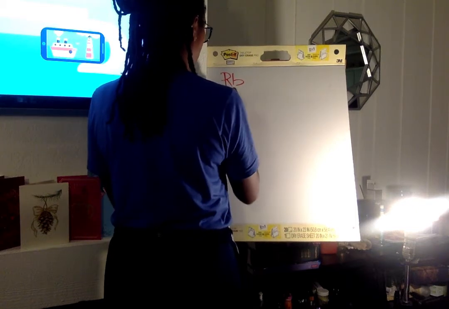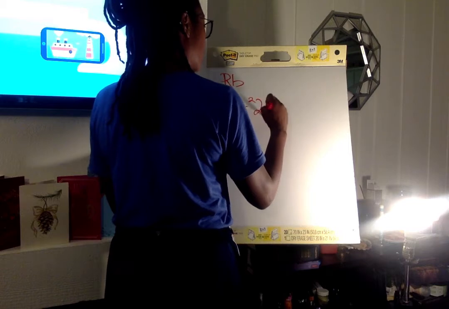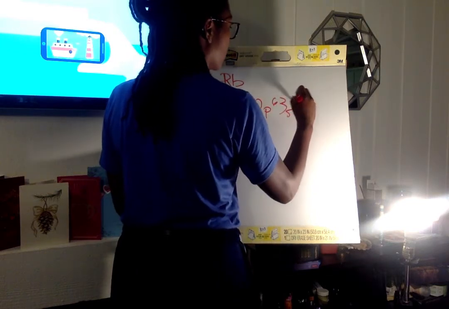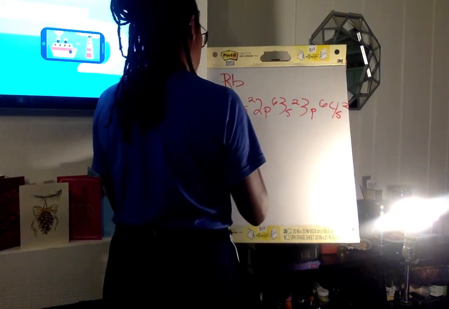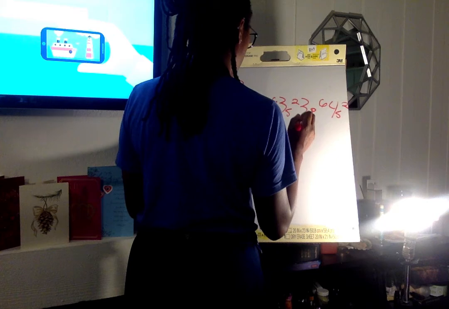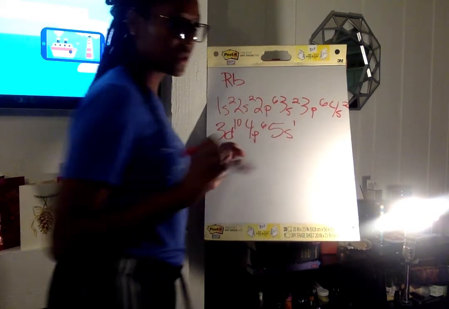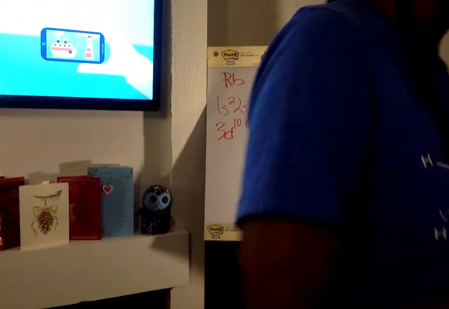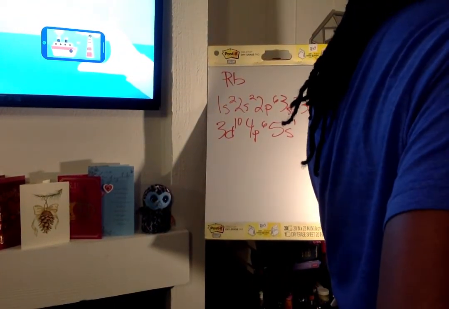So we can just write that out for Rb. It is 1s2, 2s2, 2p6, 3s2, 3p6, 4s2, 3d10, 4p6, 5s1.